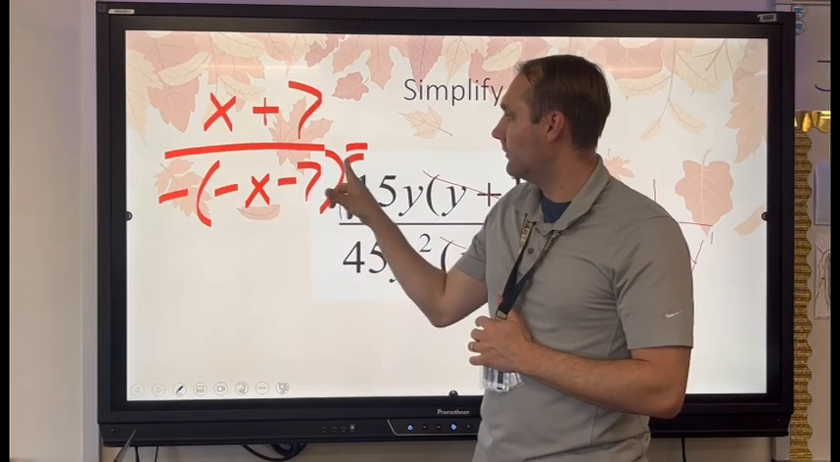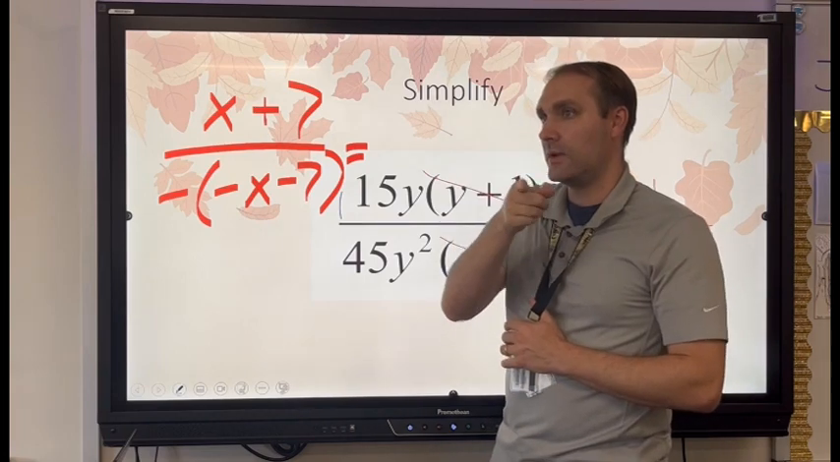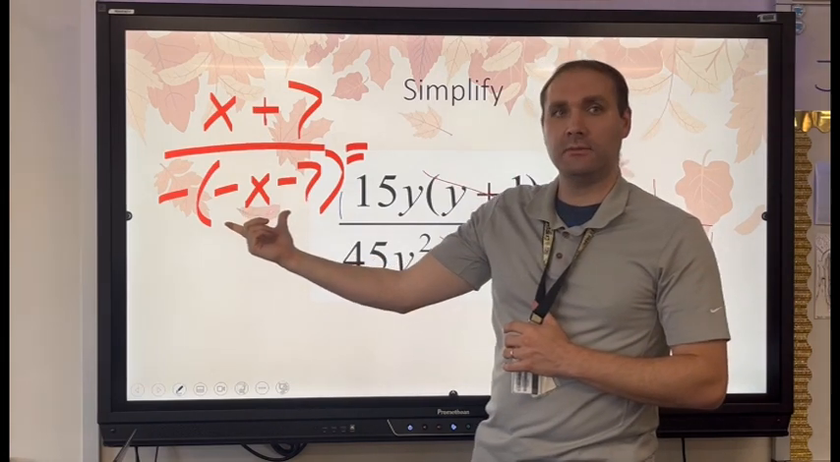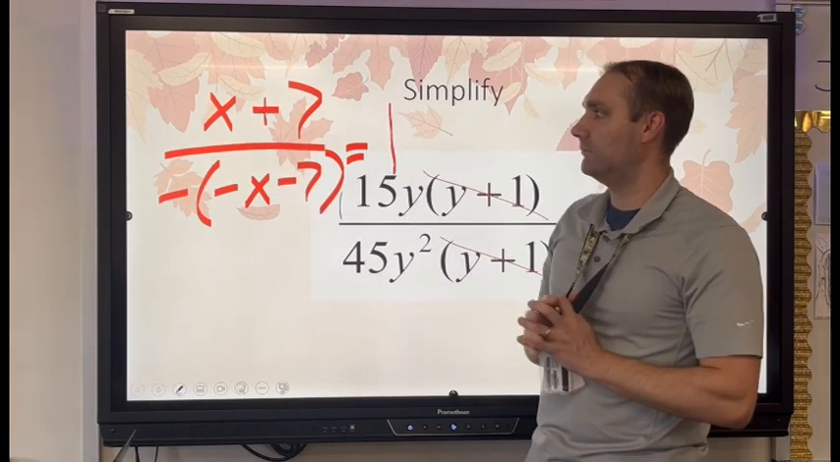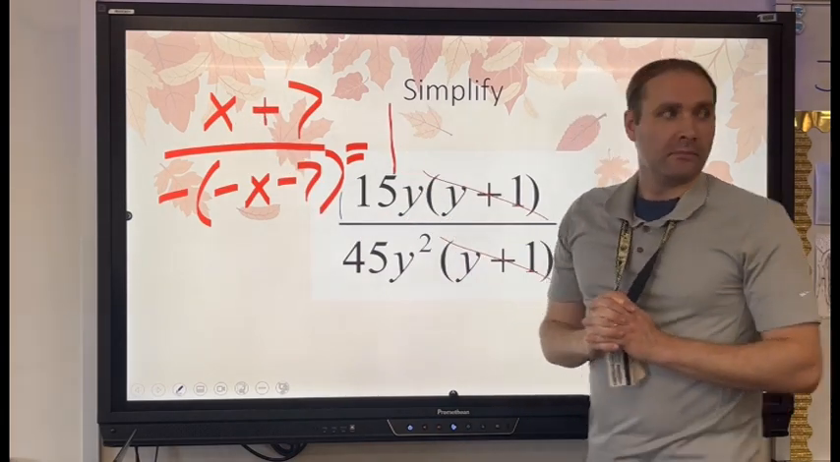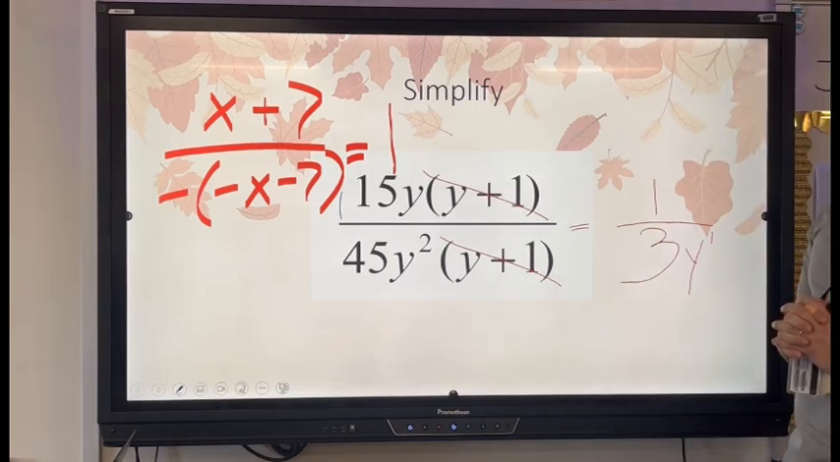So what is the solution? So on the bottom, x plus 7, right? On the top, x plus 7. So the simplified version would just be 1? The answer would just be 1 there.